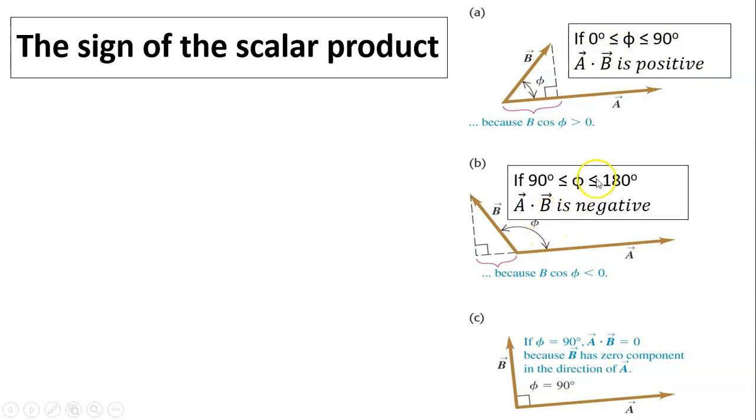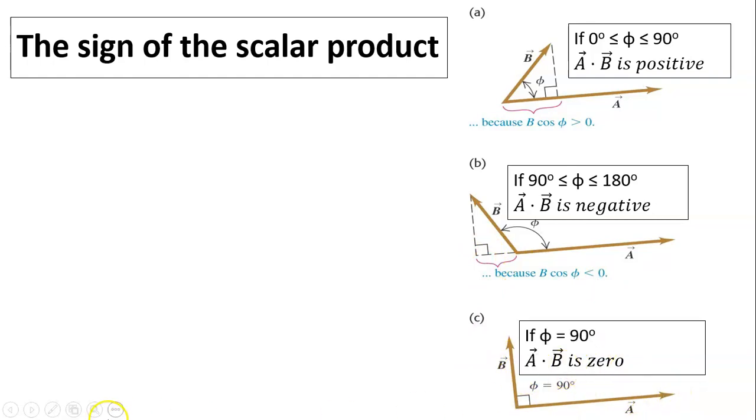Now, when phi is between 90 and 180, a dot b is negative. That is because b projected on a is negative. If b and a are perpendicular to each other, the dot product is 0.